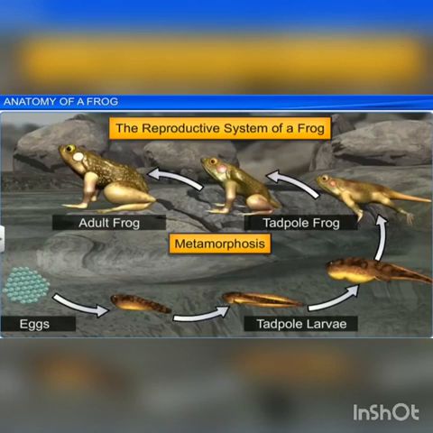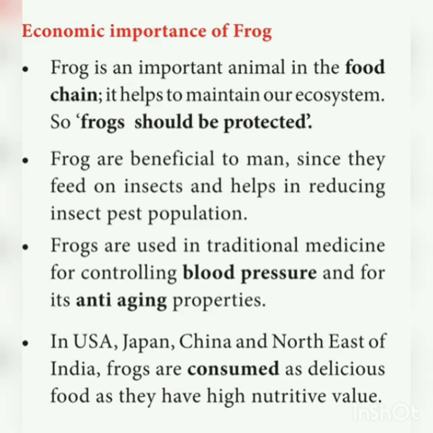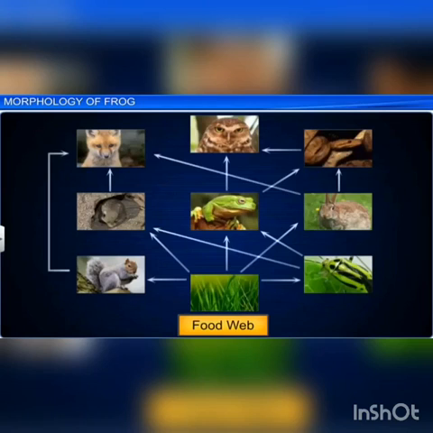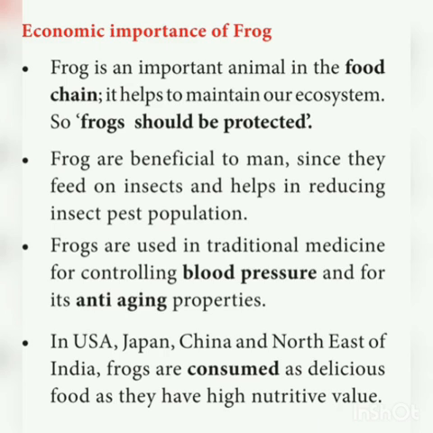Very important question is the economic importance of frog. So what is the economic importance of frog? Frog is an important animal in the food chain. It helps to maintain ecosystem. So frogs should be protected. Without frog, the food chain will be disturbed. Frogs are beneficial to man since they feed on insects and help in reducing insect pest population. It helps the farmers.